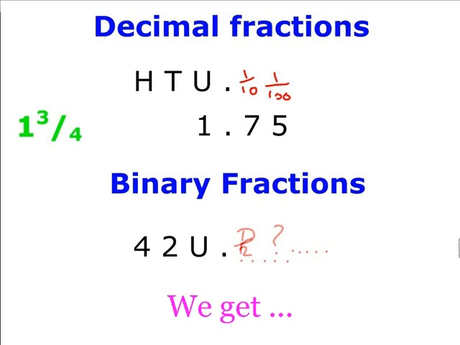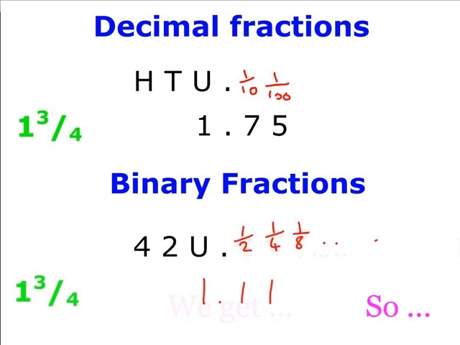known as a half. The second column heading is 1 over the base, which is 2, raised to the power of the column number, which is also 2, giving us 1 over 2 to the power of 2, which is 1 over 4, also known as a quarter. The third column heading is 1 over 2 to the power of 3, which is 1 over 8, also known as an eighth, and so on and so forth.